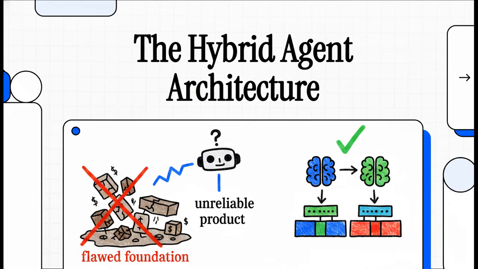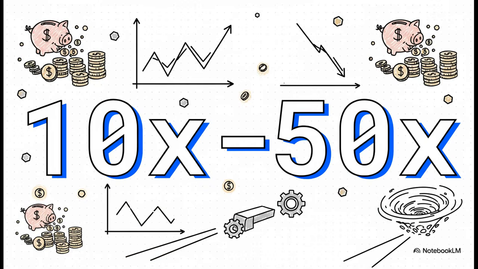We're going to explore a much smarter, way more robust way to build things, the hybrid agent architecture. So let's kick things off with a pretty shocking number. What if I told you that right now you're probably spending 10, maybe even 50 times more on tokens than you actually need to? It's wild, right?